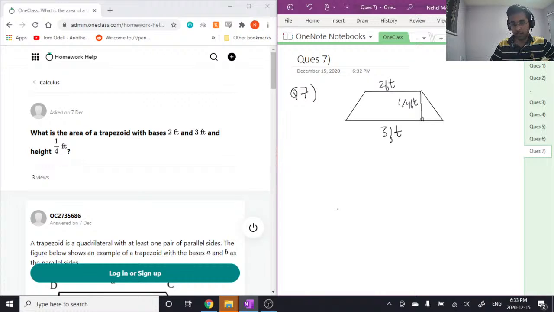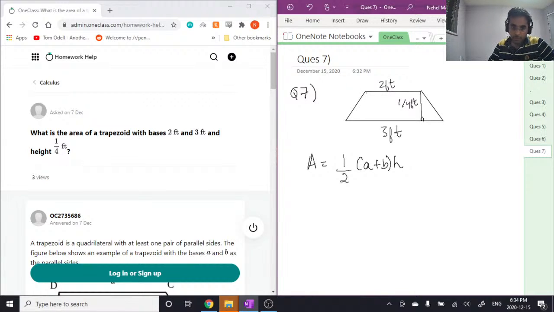Now, if you do not recall the area of a trapezoid, it is actually A equals half (a plus b) times h. In this case, a is the smaller base, b is the bigger base, and h is the height. What we can do is we can also calculate the area of this using just the regular shapes and their areas, which we are already aware of.